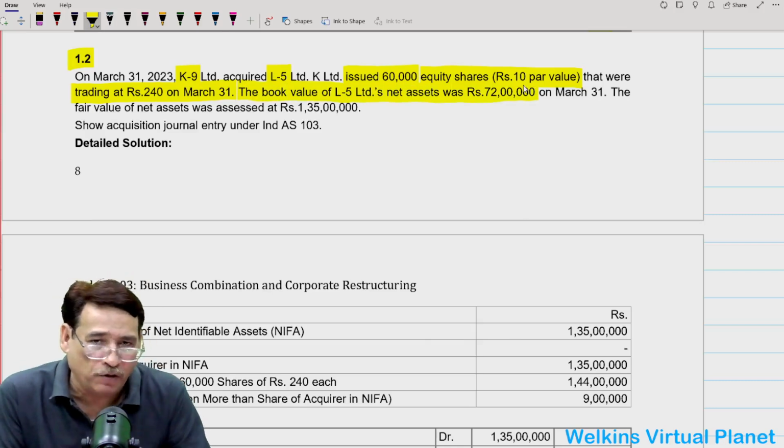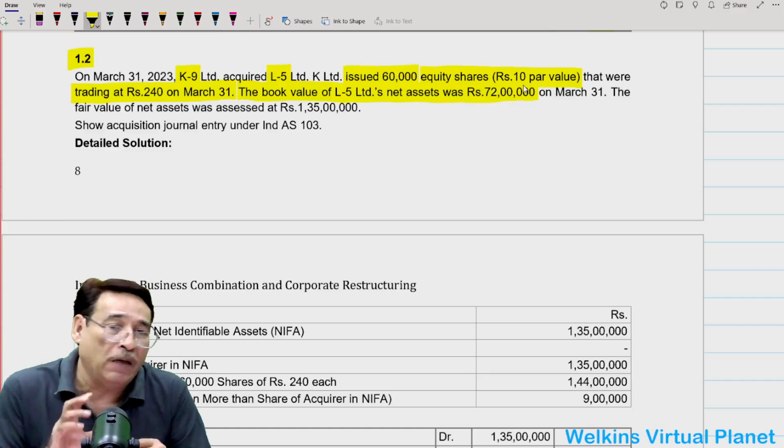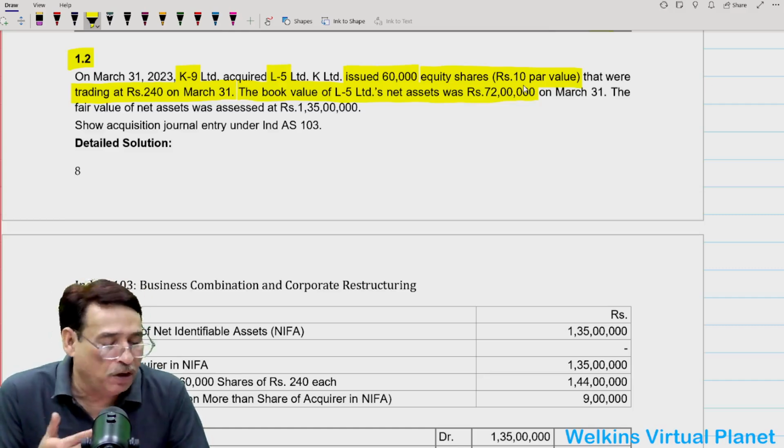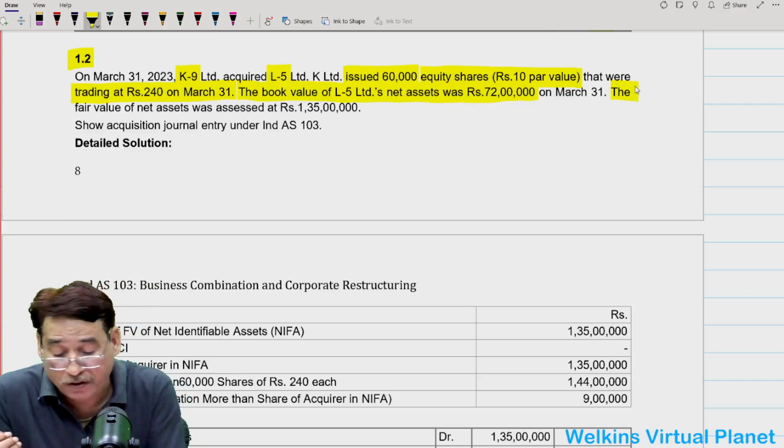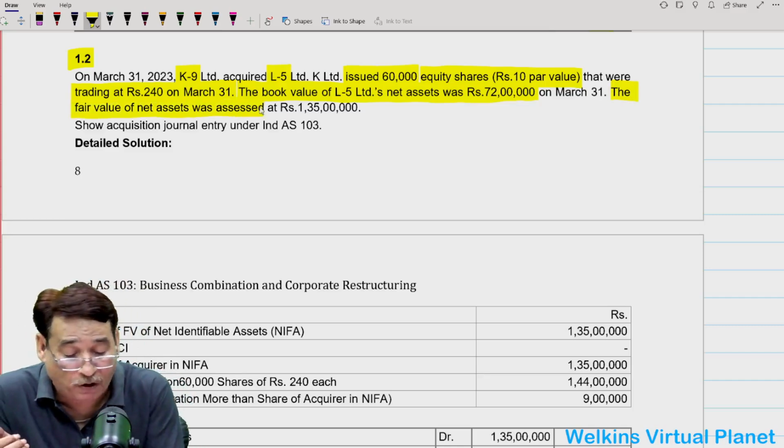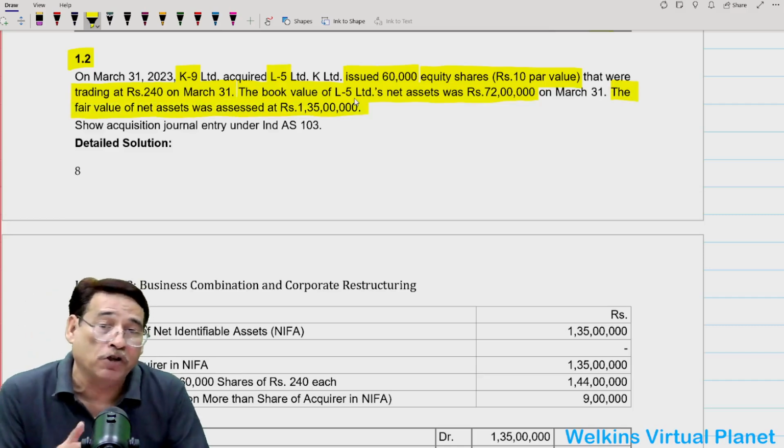Now the point here you need to note is that we are not concerned with the book value. Sometimes book value would be given to you, but you should not be concerned with that. You are more concerned with the fair value of the net assets of the acquiree company on the date of acquisition, which in this case happens to be 135 lakh.